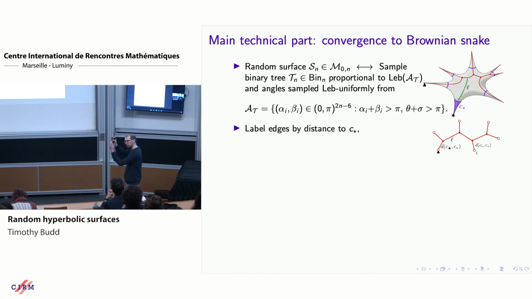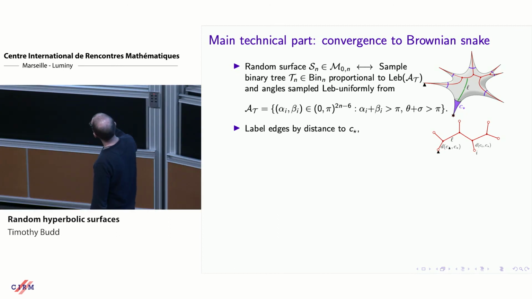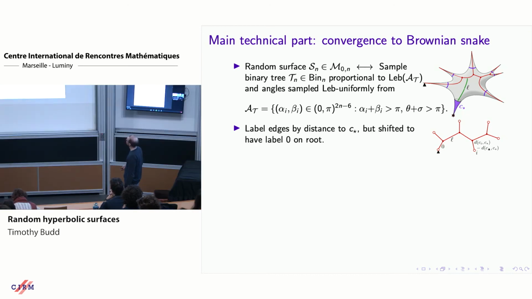Then I said you can compute distances in your hyperbolic surface in terms of the angles using the hyperbolic sine law. So let me put those distances on the edges of my cut locus and shift them such that I have label 0 on the root. Then I know that the label on the edges that are incident to the leaves exactly correspond to distance differences of the corresponding cusp compared to the root cusp.